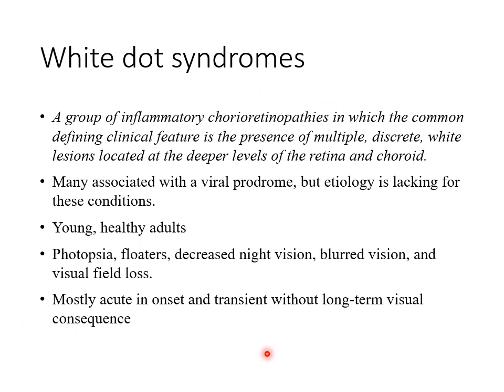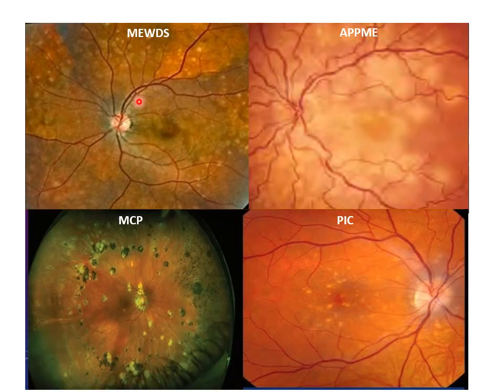Next, we have white dot syndromes. Now, these white dot syndromes are a group of inflammatory chorioretinopathies in which the common defining feature is the presence of multiple discrete white dots located at the deeper retina and choroid. Many of them are associated with a viral prodrome, but etiology is lacking for these conditions. They are rare. They are seen in young, healthy adults. They may lead to these symptoms, again common to all posterior uveitis, mostly acute in onset, transient, and long-term visual consequences are not there. So, examples of a few white dot syndromes, right?